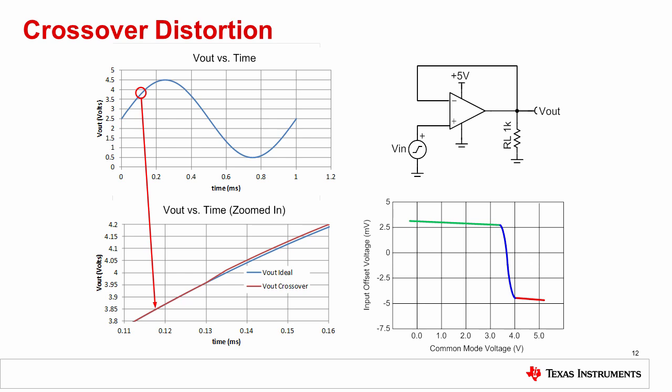Although this is a fairly large offset shift, it can be difficult to see on the output signal diagram. Zooming in at around 4 volts, however, allows us to see the output distortion introduced by the offset shift. In many applications, this crossover distortion is not as significant as it is in this example. As with any error source, consider your error budget and decide if this error can be tolerated.